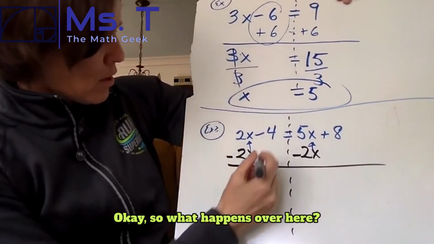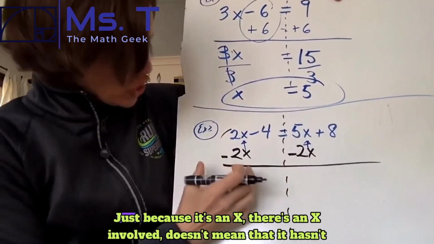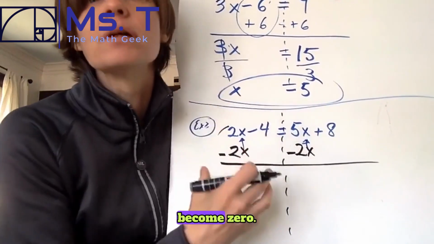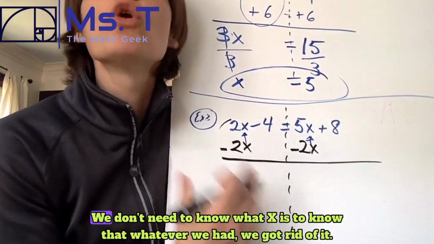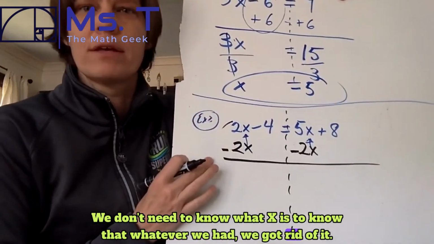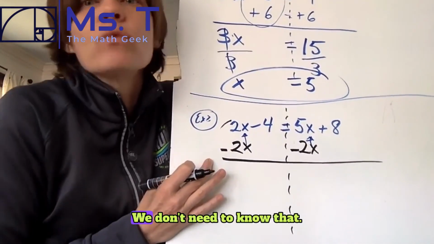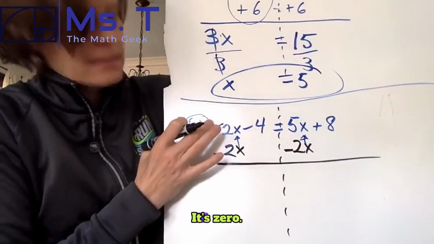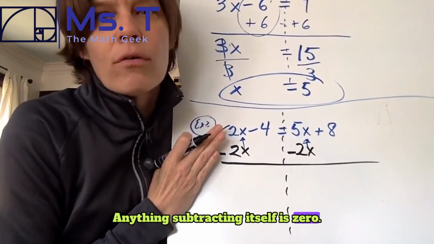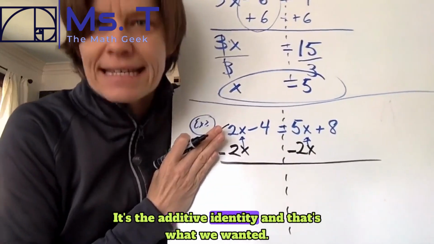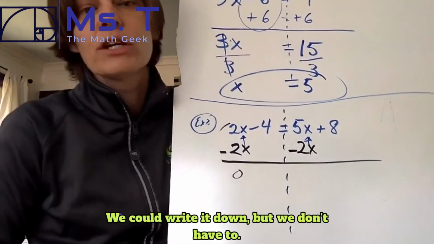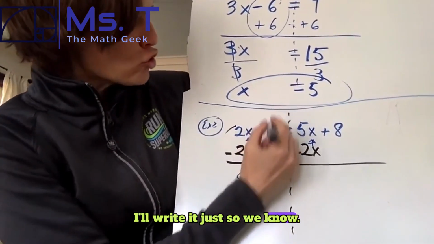Okay, so what happens over here? Just because there's an x involved doesn't mean that it hasn't become 0, okay? We don't need to know what x is to know that whatever we had, we got rid of it. We don't need to know that. It's 0. Anything subtracting itself is 0. It's the additive identity, and that's what we wanted. So 0, we could write it down, but we don't have to. I'll write it just so we know.